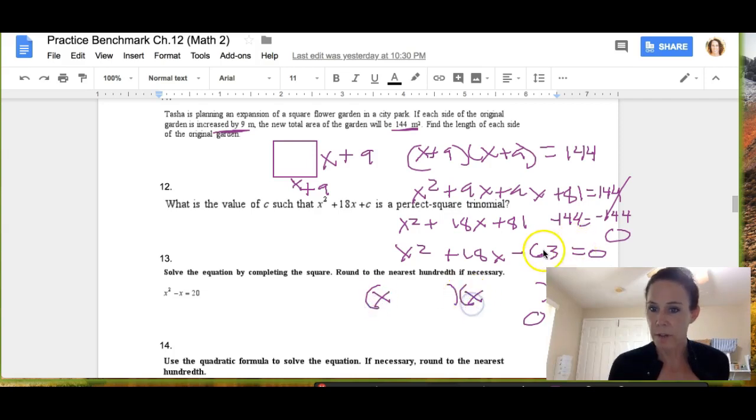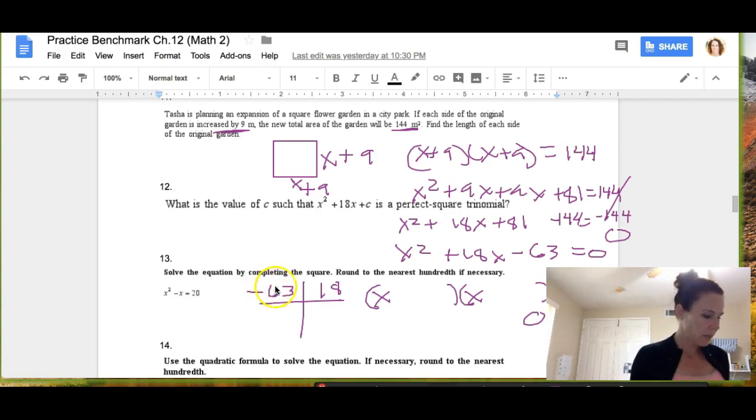Now we need to figure out the factors of negative 63 that add up to be 18. Well, I know 63. What are the other factors besides 7 and 9? Let's see, 7 times 9. 7 and 9 aren't going to give us 18. Let's see what else will.